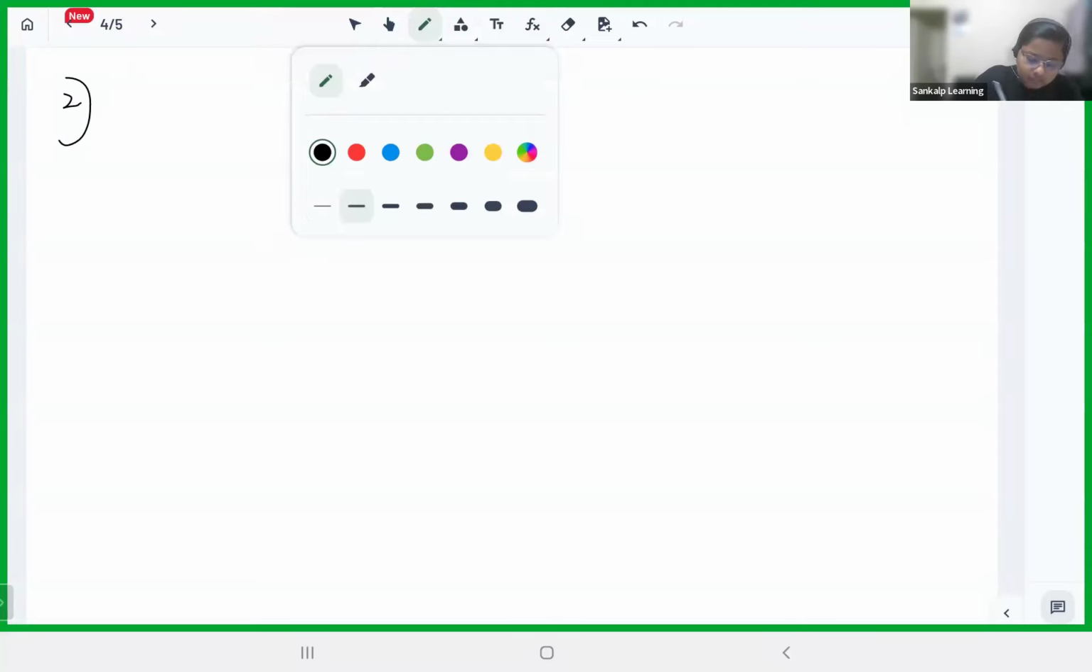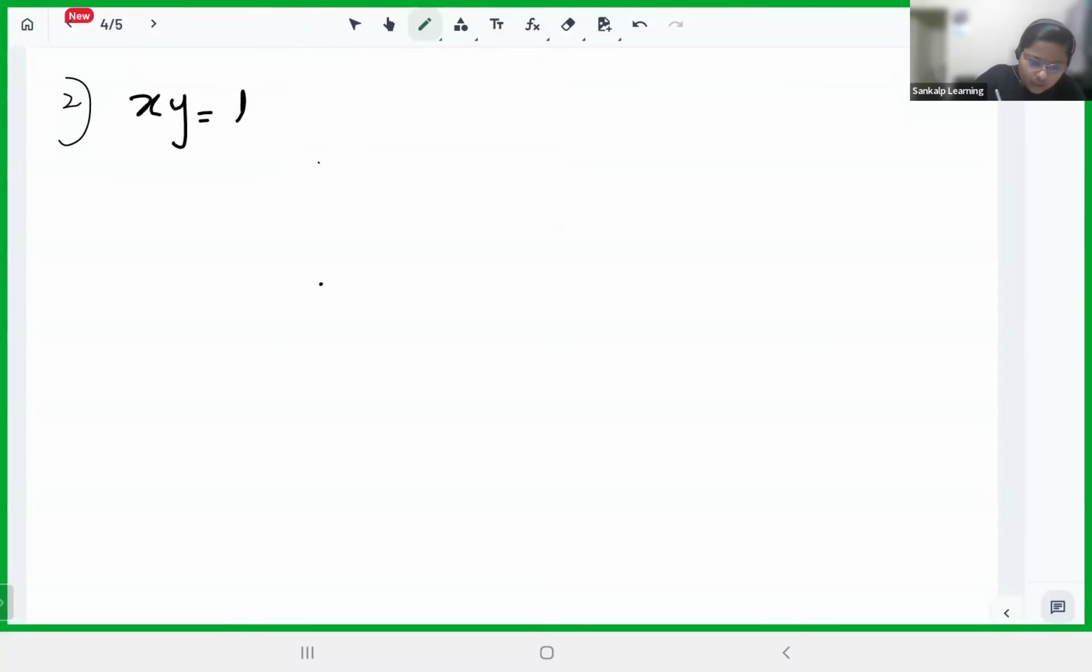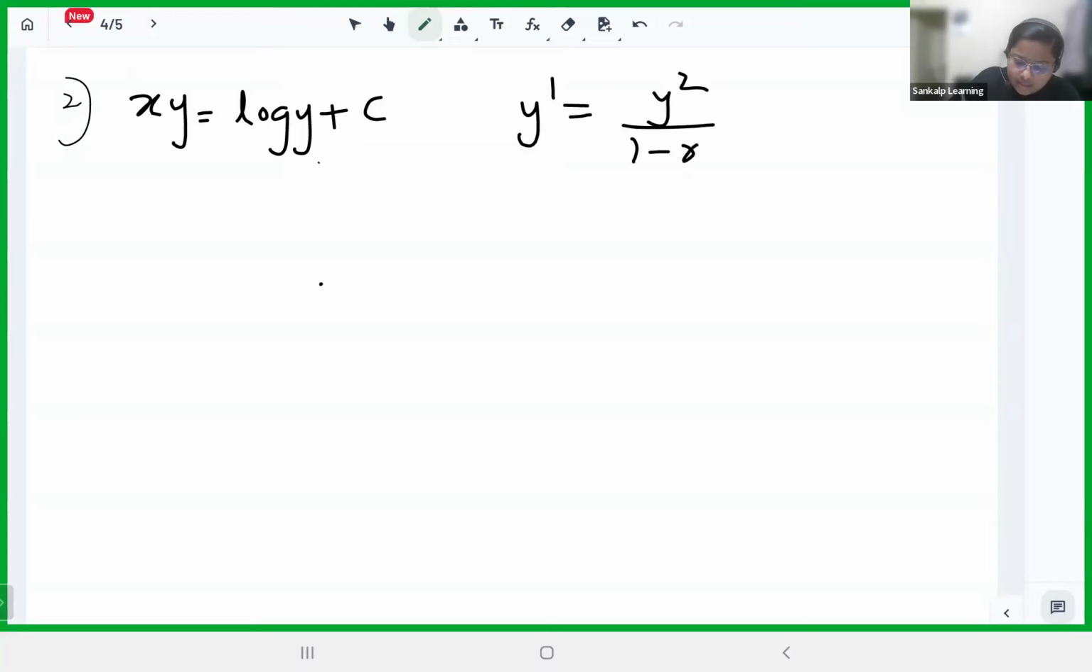Now we are moving on to our second question. We'll do one more problem related to this, that is the verification. The second question is xy equal to log y plus c. This is the solution that is given by them. And the differential equation is y dash is equal to y square by 1 minus xy, where xy is not equal to 1. So this is our differential equation.